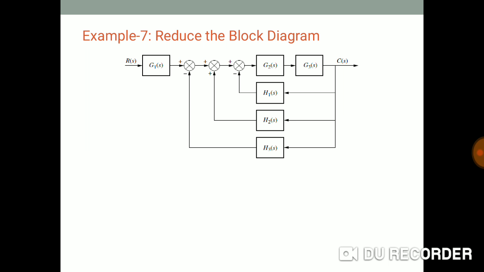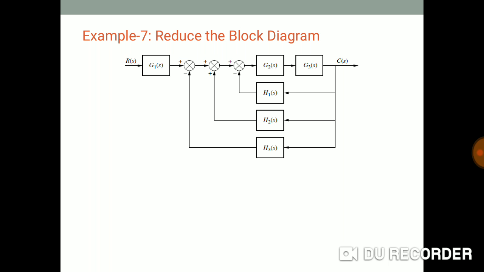We'll go for the next example. Example number 7: reduce the block diagram. It's very simple. First, two blocks are in series, so we are going to multiply them. Then the next block is in a feedback, not in parallel.